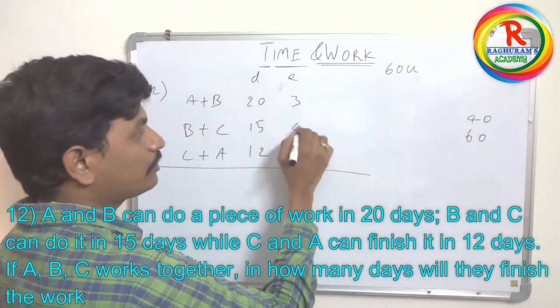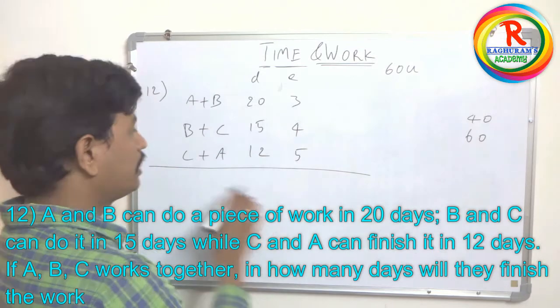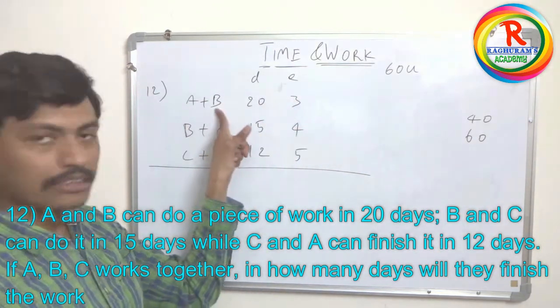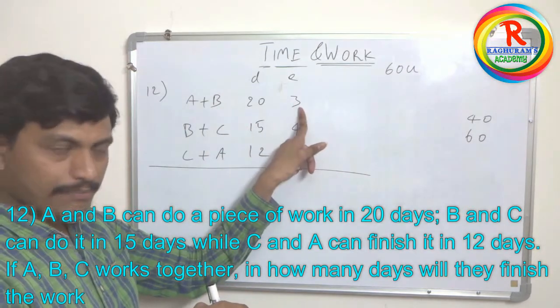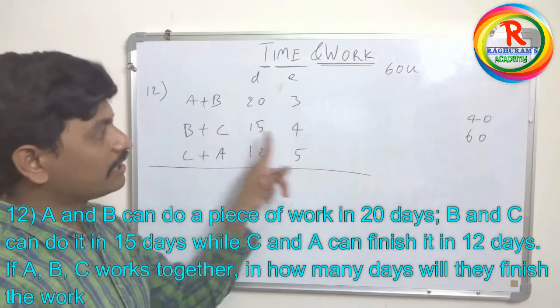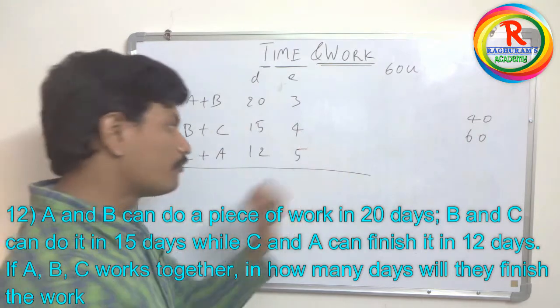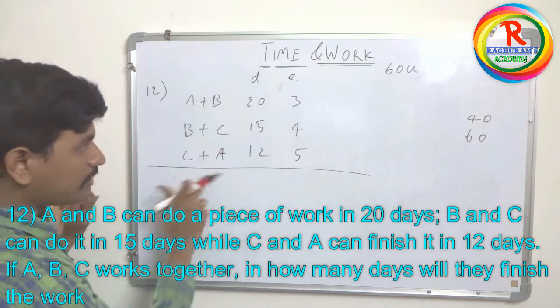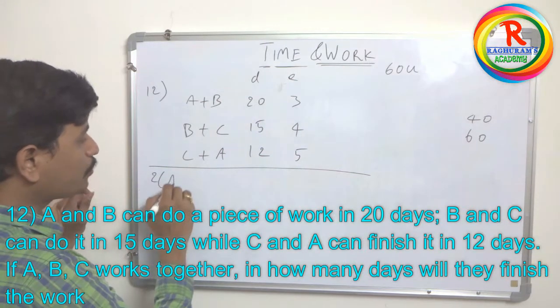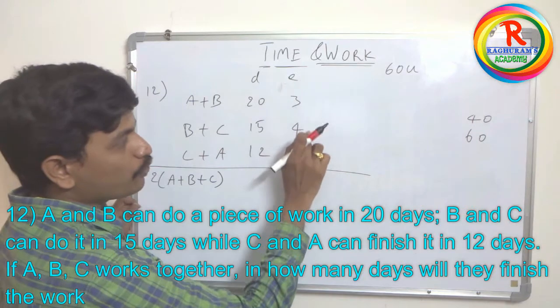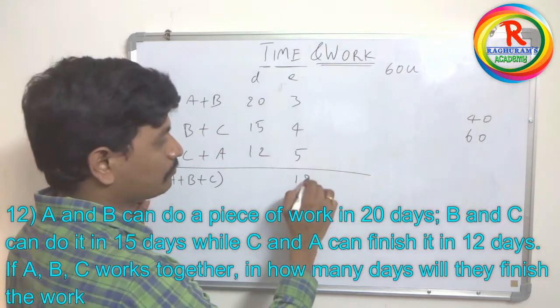20 threes, 15 fours, 12 fives. So this is the LCM of the combined work. A plus B combined can complete 3 units per day, B plus C combined can complete 4 units per day, and C plus A combined can complete 5 units per day. So the addition of these 3, what do you get? 2 into A plus B plus C. The efficiency 3 plus 4 plus 5 is 12.